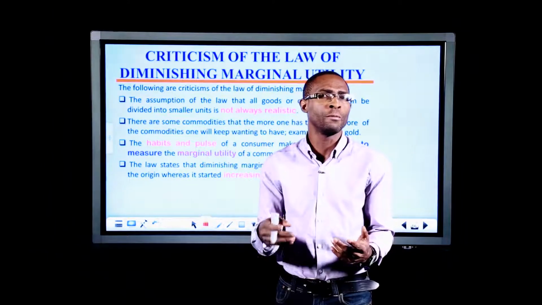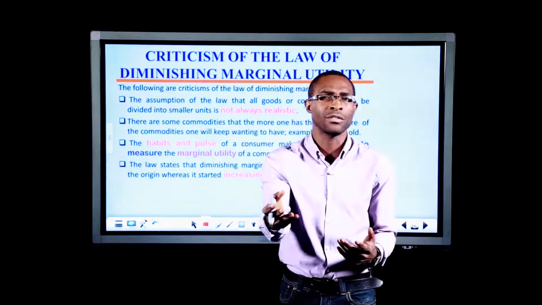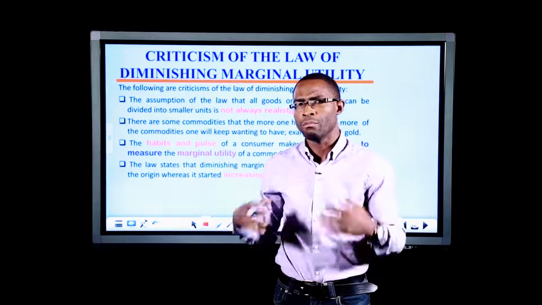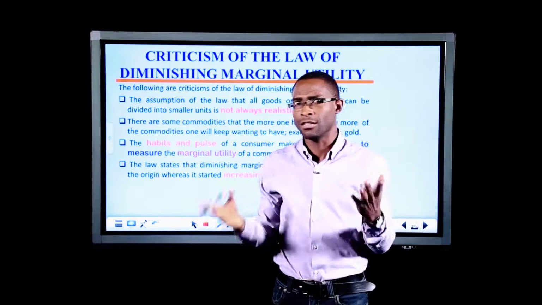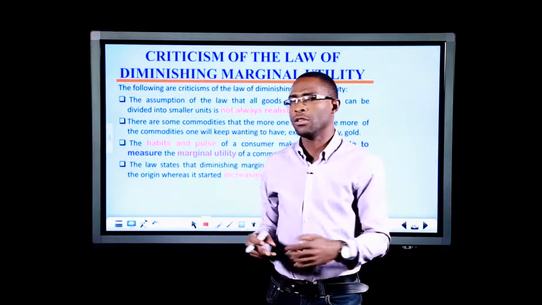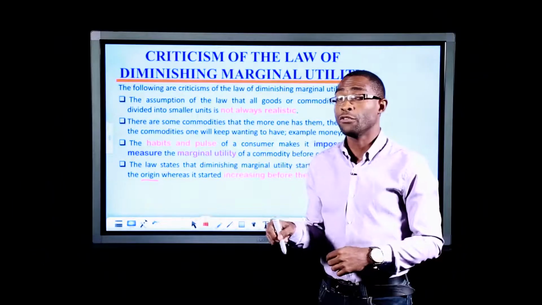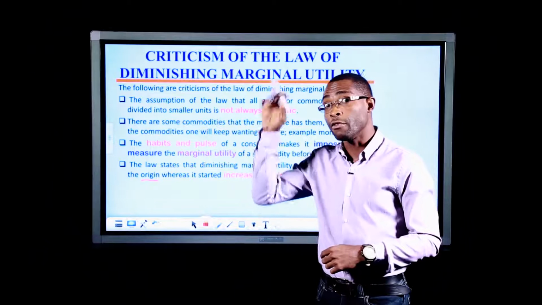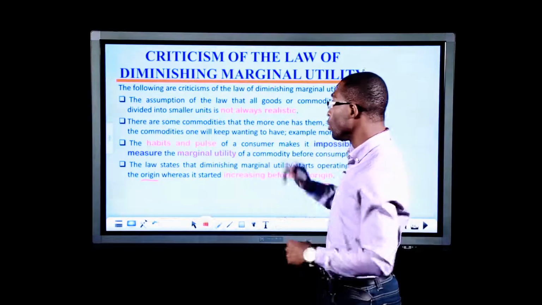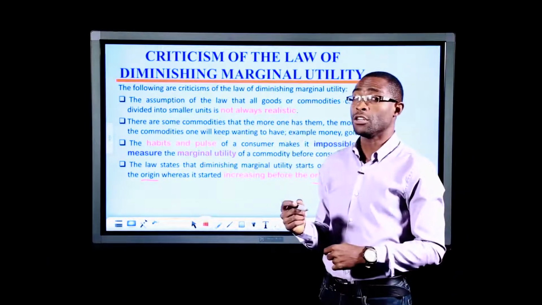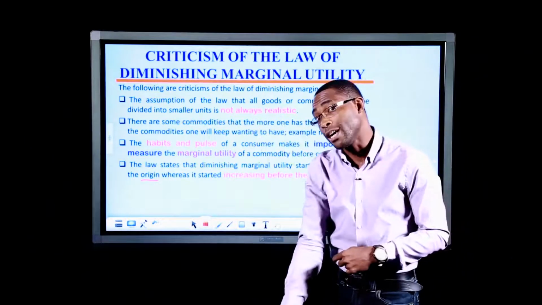A bottle of Coke might quench your thirst, might get you satisfied. That same bottle of Coke might not be enough for me. So we cannot measure satisfaction using those variables. And lastly, the law states that diminishing marginal utility starts operating from the origin, which is 0, whereas it started increasing before the origin. It doesn't start from the origin, it started increasing before the origin. When you look at the marginal utility curve, it started from up and not from down.